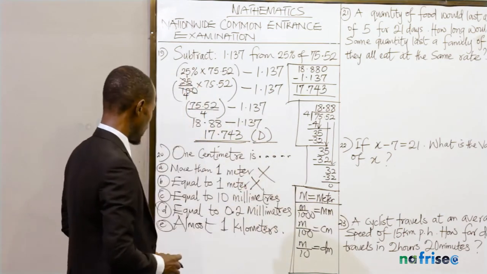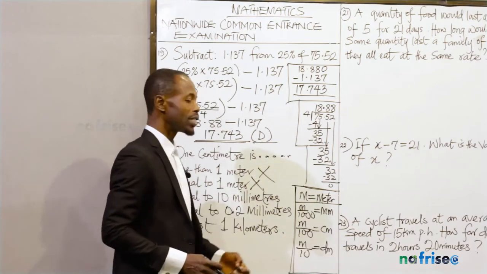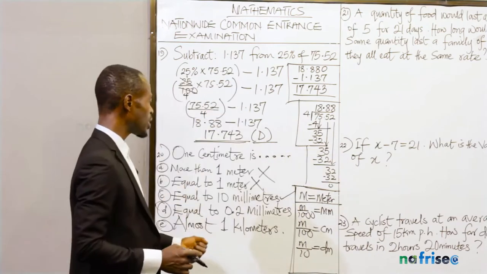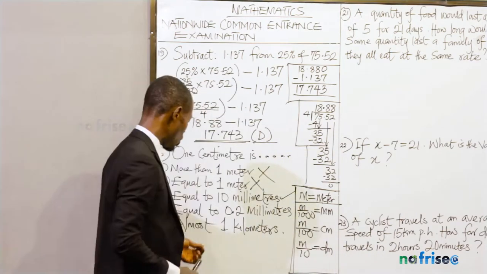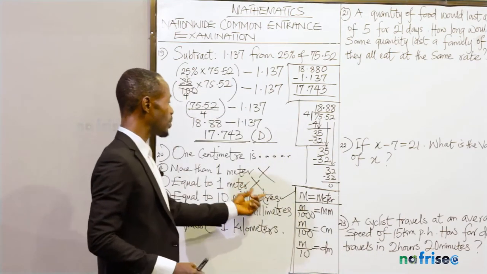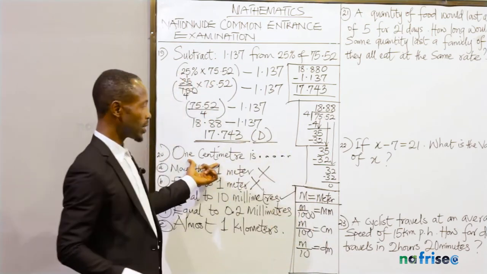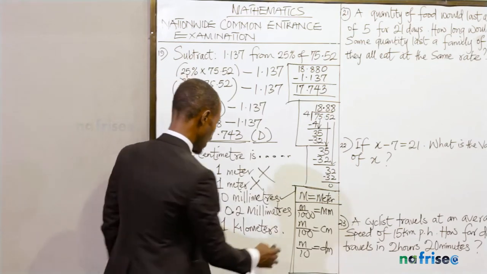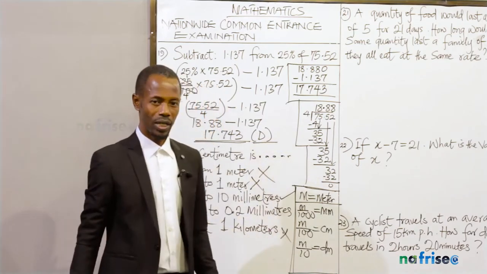Now, let's see. Did I say equal to 10 millimeter? Yes, I can agree with this number 3. 10 millimeter make 1 centimeter. So 10 millimeter is the same as 1 centimeter. Do not attempt to look at 1 kilometer. No. A kilometer is 1,000 meter.